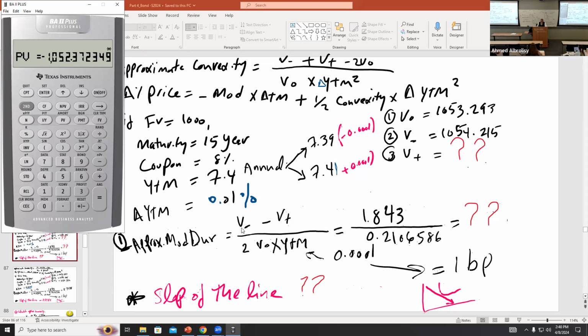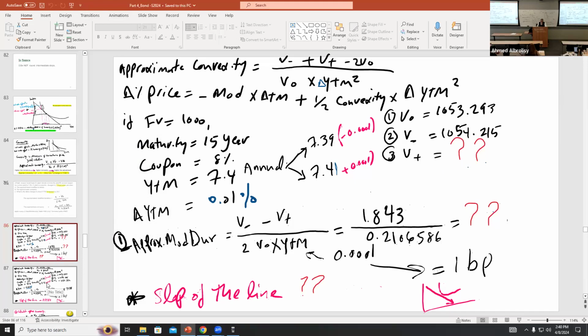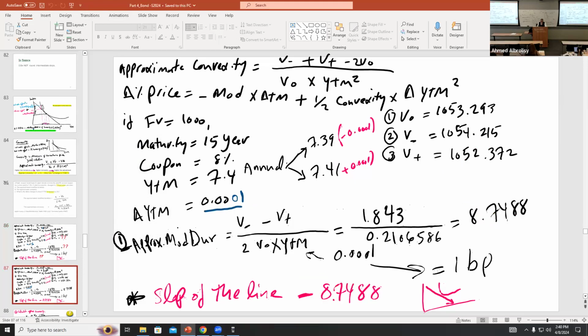Now we're going to take these variables and plug them into our approximated modified duration calculation. So it's going to be V minus, which is when the yield went down and the price increased, minus V plus, the one we calculated. It's going to give us 1.843 divided by 2 V naught, yield to maturity. It's going to give us that variable. Then we figure out the change to the price. And once you plug in this number, this is what you should arrive at.